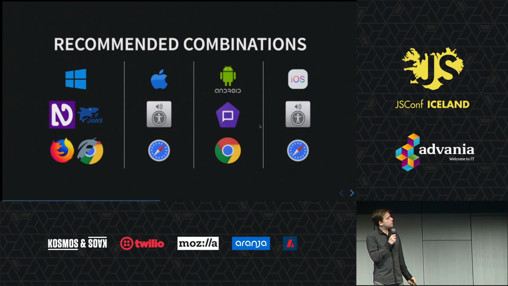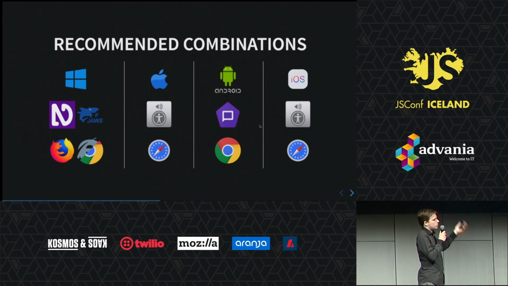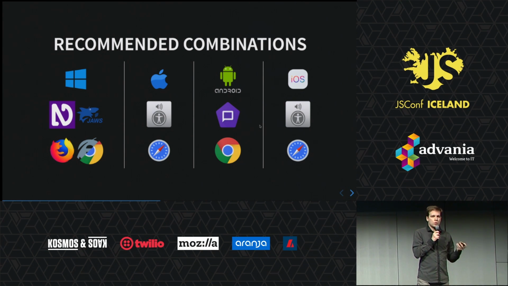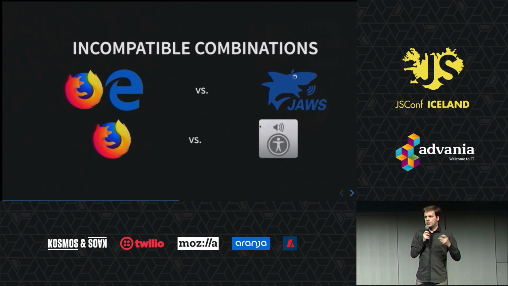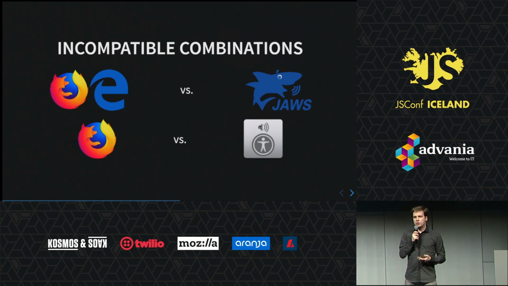Don't worry, we don't have to consider all of these combinations of all these technologies equally, since there are some combinations that are recommended by the providers and vendors of these assistive technologies. It doesn't mean we can ignore the rest. We just need to make sure that these work really well. On the other hand, there are some combinations that are just not compatible at all. For example, the JAWS screen reader is incompatible with the Edge browser. I'm told this is being fixed.